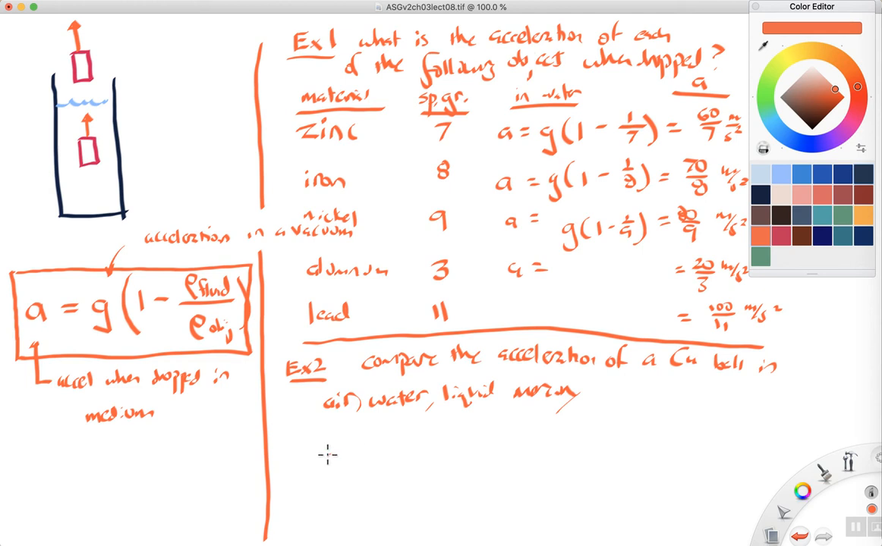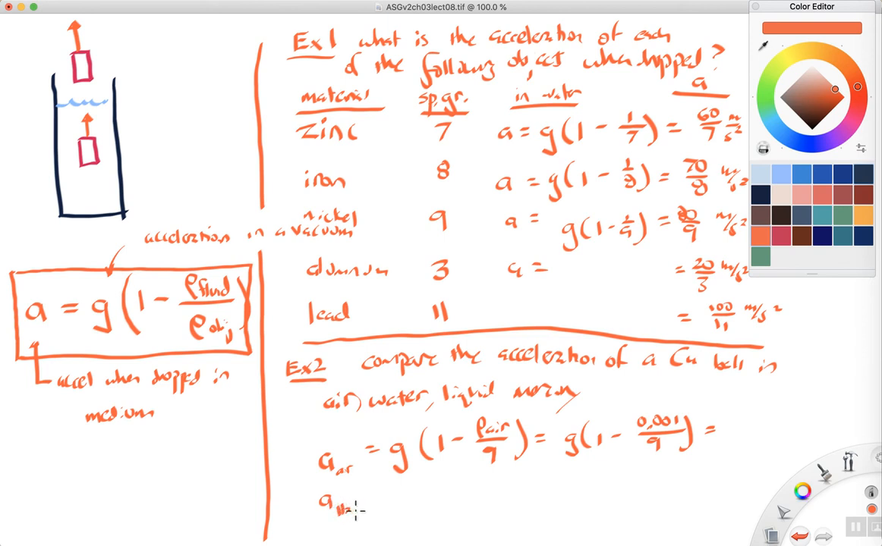So let's do this. The acceleration in air would be just g times 1 minus whatever the density of air is, divided by the density of copper, which is about 9. What's the density of air? Well, 1 minus, that's about 1/1000th, over 9, equals that. And so we could calculate that. I don't have a calculator on hand, so you can see how to do that.